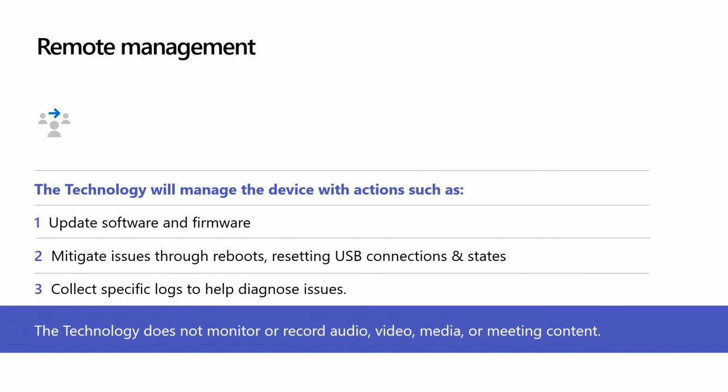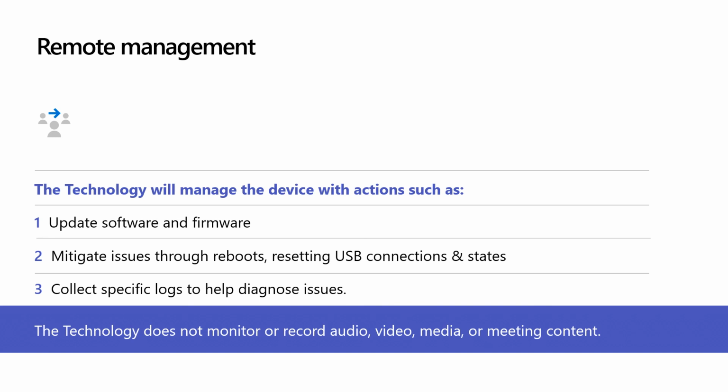For Teams Rooms Premium to work, there's an agent that is installed on each of the Teams Rooms compute modules, and that agent will handle software updates as well as handle firmware for cameras and microphones and other peripherals. We can also mitigate issues through reboots. We can proactively reboot the device, reset USB connections, change states of USB, and things like that. If there's a bigger issue, these experienced technicians on the Microsoft end can download the logs, look at them, and figure out the best course of action.